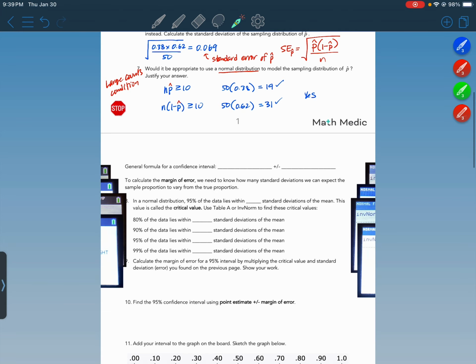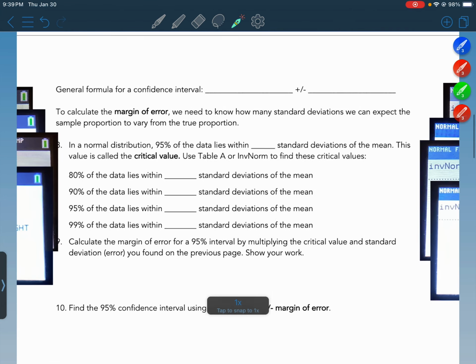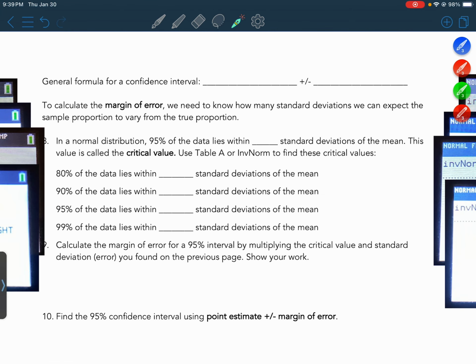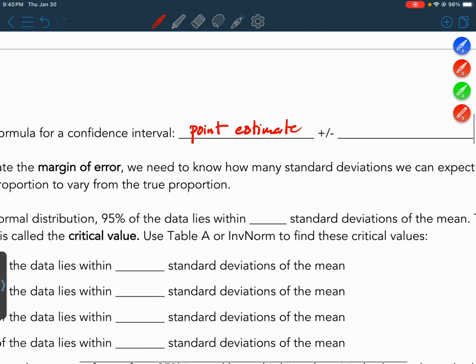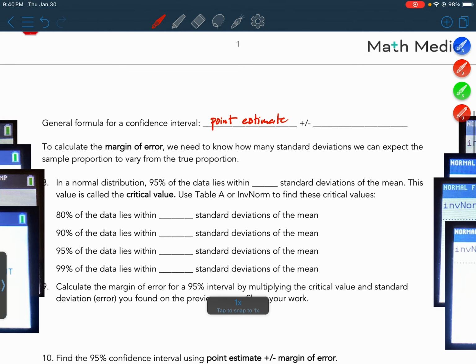All right, so let's go to page 2, and we're going to do question 8 as a whole class. First it wants us to write out the general formula for a confidence interval. We learned this in the last activity, right? It starts with a point estimate, and then we need to incorporate a margin of error.